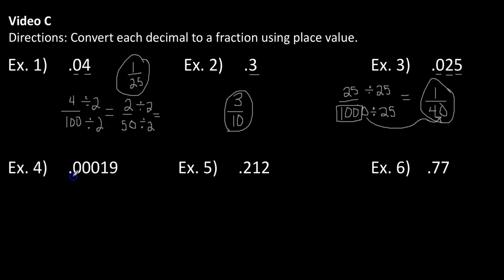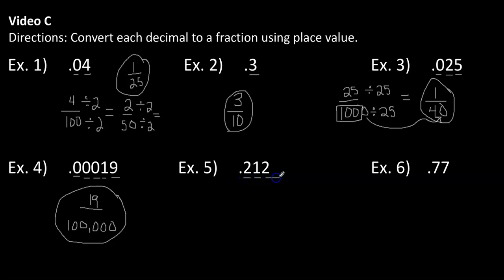Alright, let's count these places. Tenths, hundredths, thousandths, 10,000ths, 100,000ths. Okay, 100,000ths. So we're going to put this over 100,000. Okay, I'm sorry that looks so messy, but 19 over 100,000.